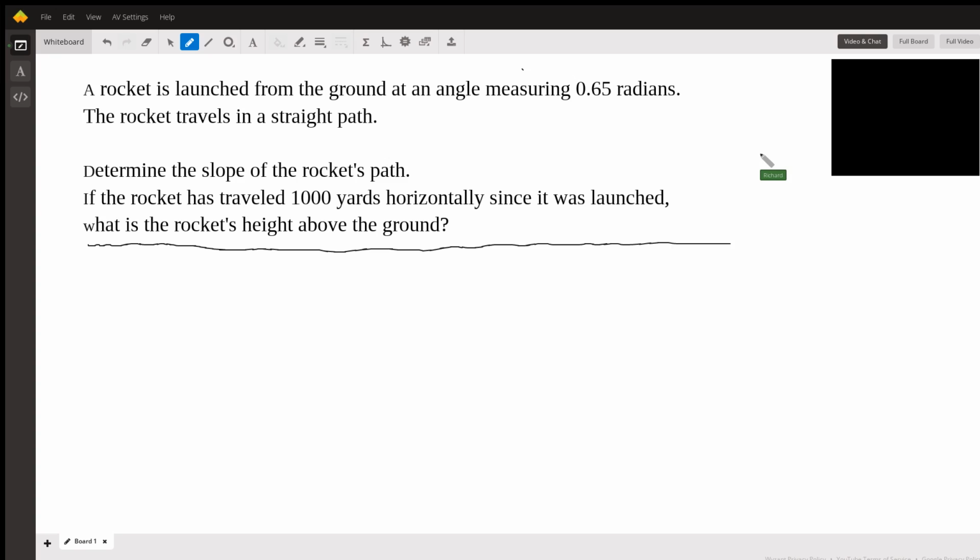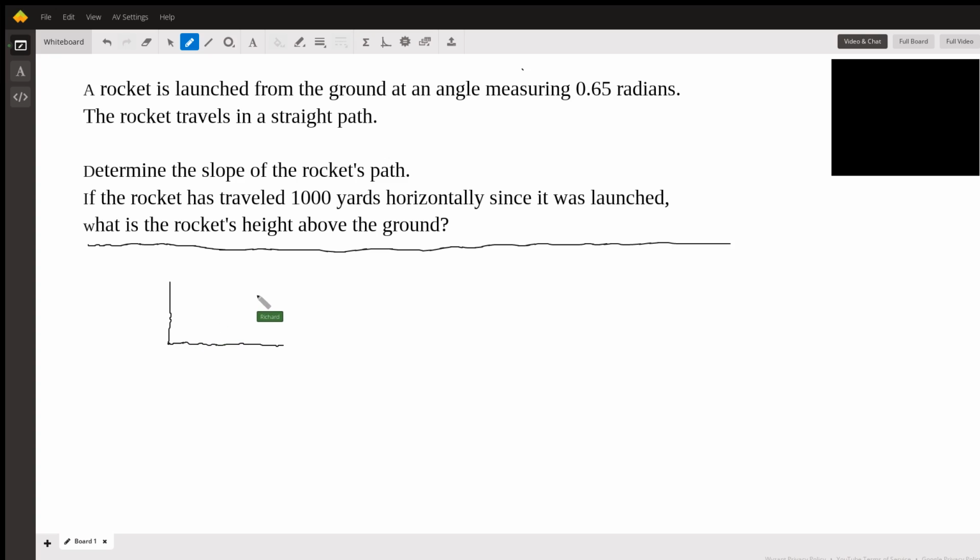This is a fairly simple question. I think the student might be a little intimidated by the word problem here. Normally, a rocket doesn't travel in a straight path, but because this rocket is particularly powerful, I suppose, it is traveling in a straight path at a certain angle. So it's actually rising at a certain angle, which is 0.65 radians.